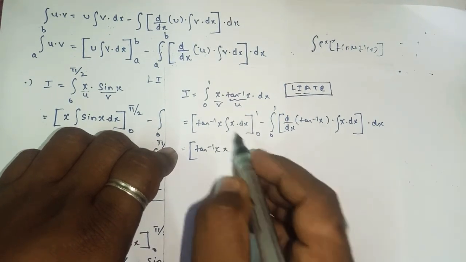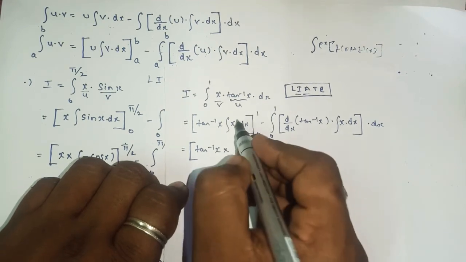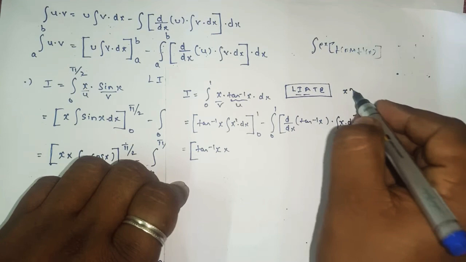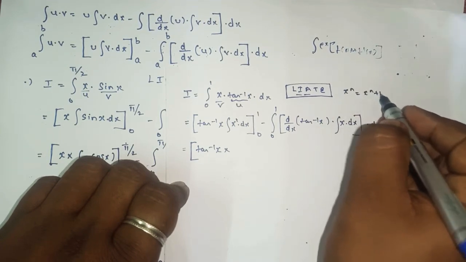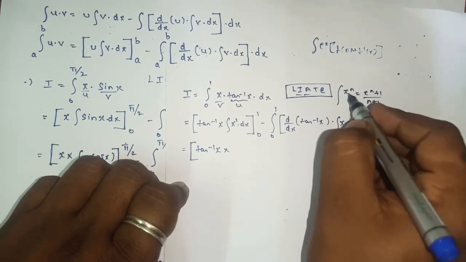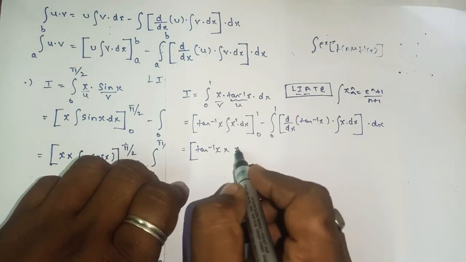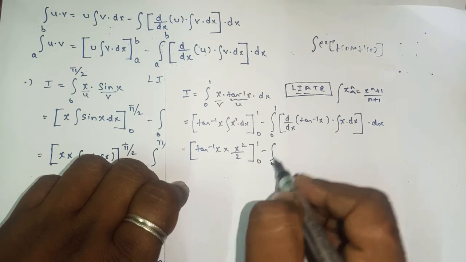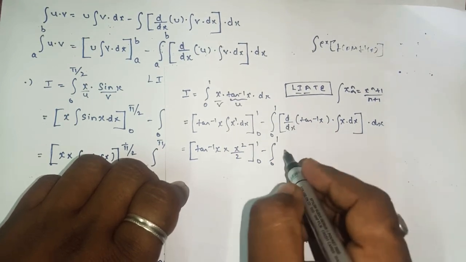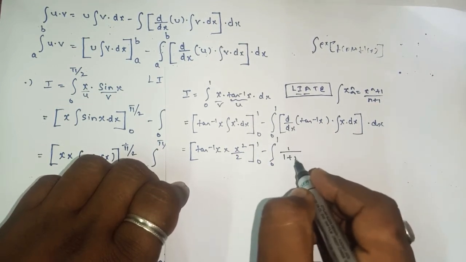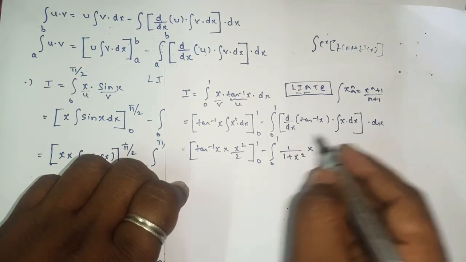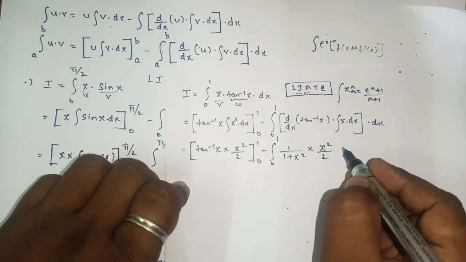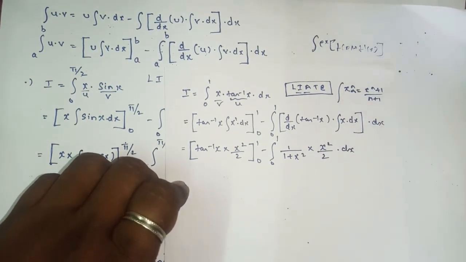And what is the integration of x? Nothing else is there, so we can write 1. So use the x raised to n formula. x raised to n is what? x raised to n plus 1 upon n plus 1. So here you will get x square upon 2, from 1 to 0. Now the derivative of tan inverse, we know that it is 1 upon 1 plus x square, into, just now we saw the integration of x, that is x square upon 2, into dx.